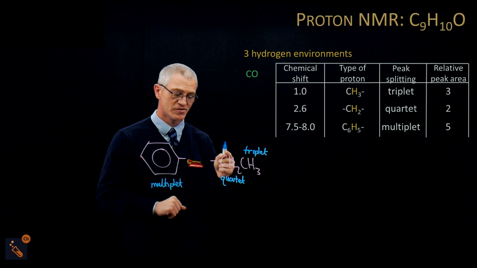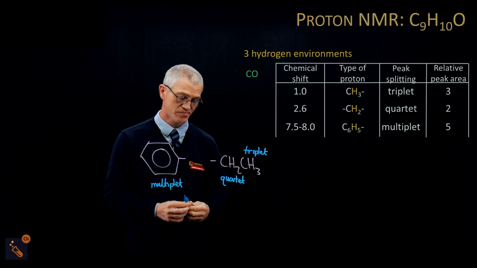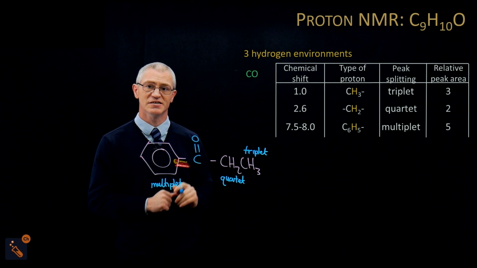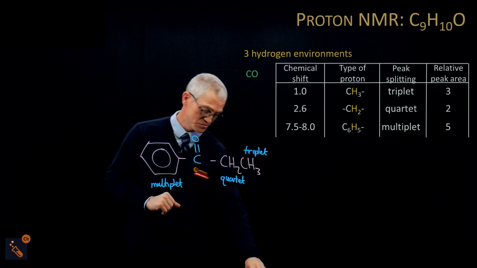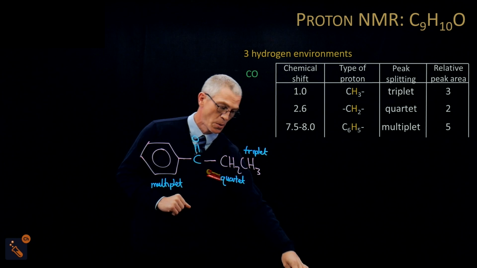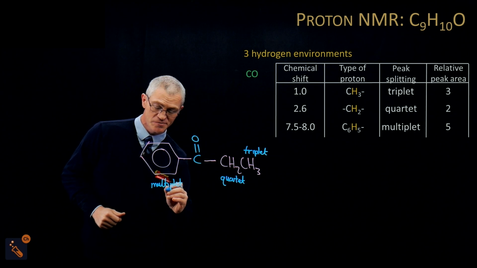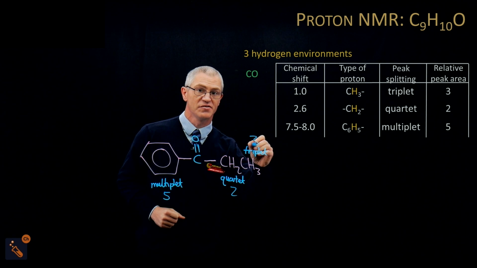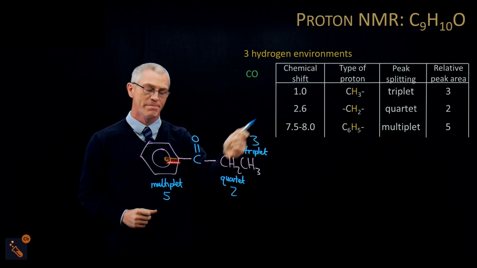So if that is the case, I know there must be a carbon next to the CH2 with no hydrogens on it. Because it's got no hydrogens on it, it's got to be that CO. And if you bond this all together, you can see you've got your full complement. Now, the multiplet has a relative peak area of 5, quartet 2, triplet 3. If you look at that and you match it to this, all of that matches.